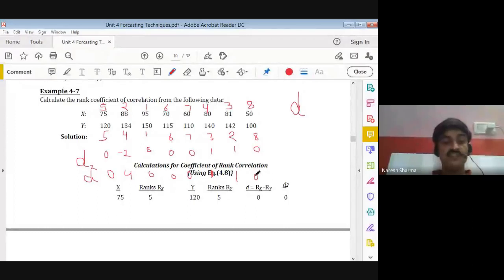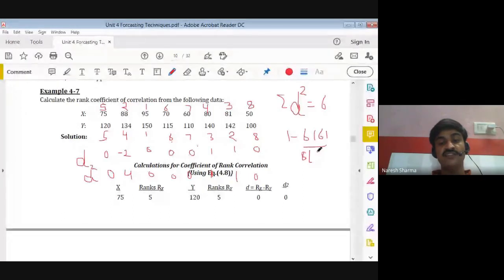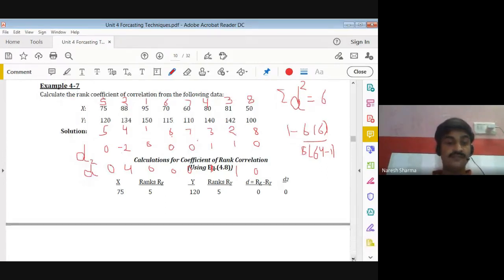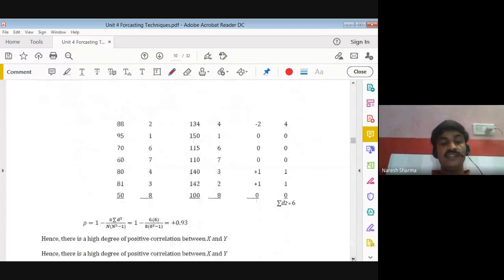So if you see, the sum of all these d square is 6 only. So you just use the formula, that is 1 minus 6 into d square. D square is 6. The number of quantities we have is 8. And 8 square is 64, and minus 1. Just solve this, and you get your rank correlation. So that is something like 0.9.